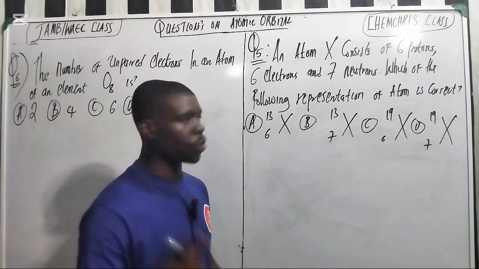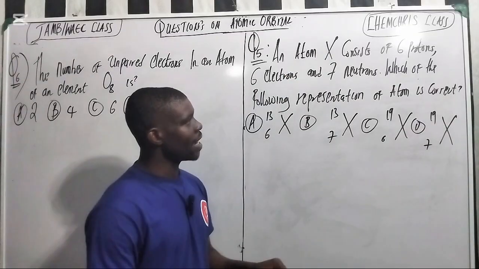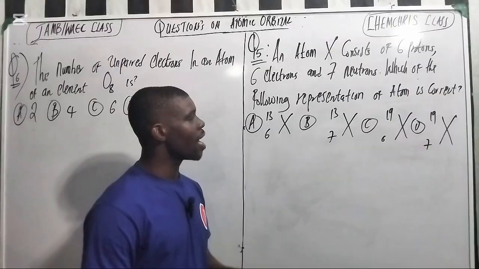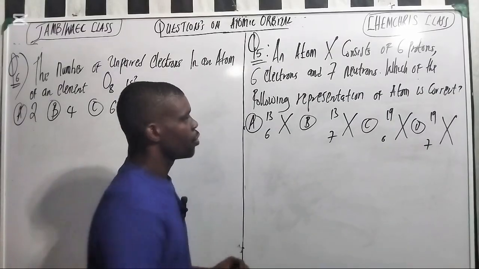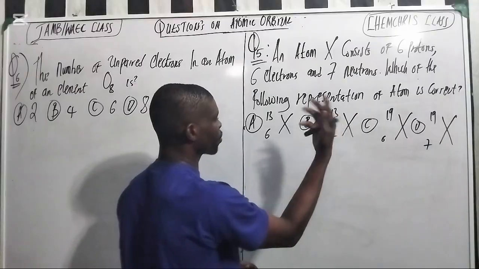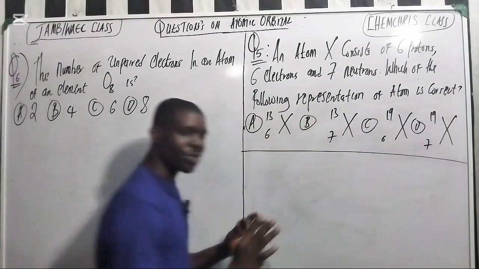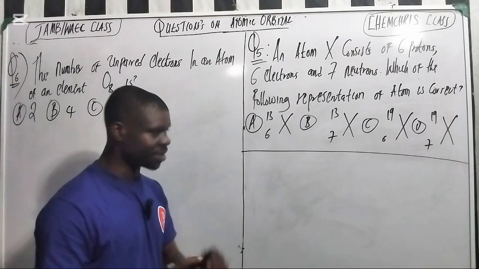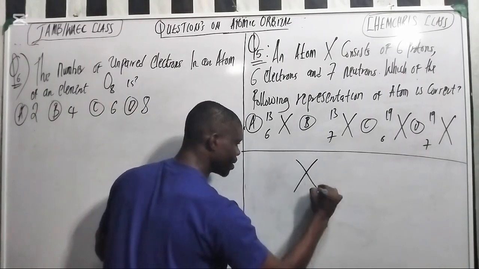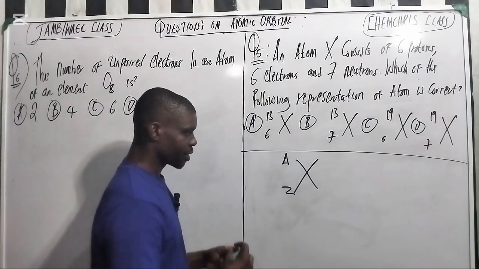Now look at question 5 and question 6. An atom S consists of 6 protons, 6 electrons, and 7 neutrons. Which of the following representations of the atom is correct? If you check it very well, this question is very, very easy. Here we have A and Z according to the structure of the atom.